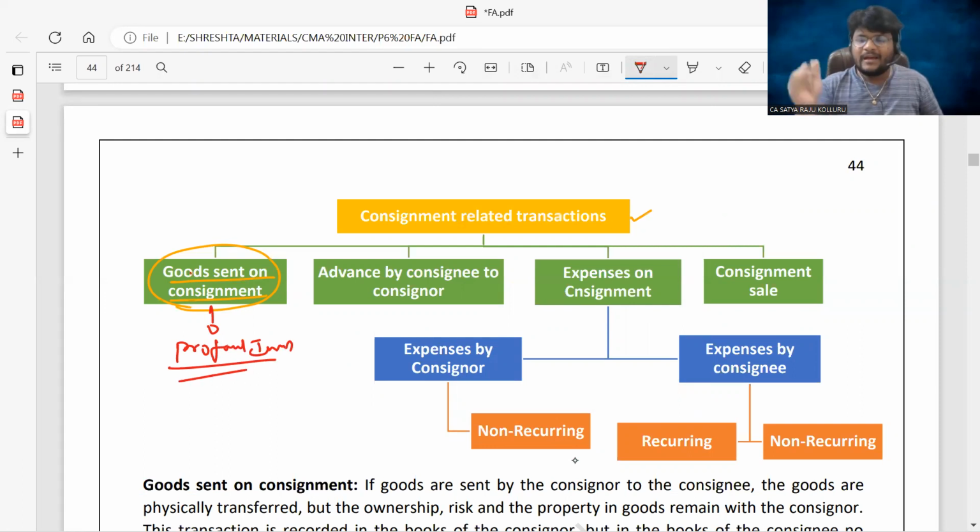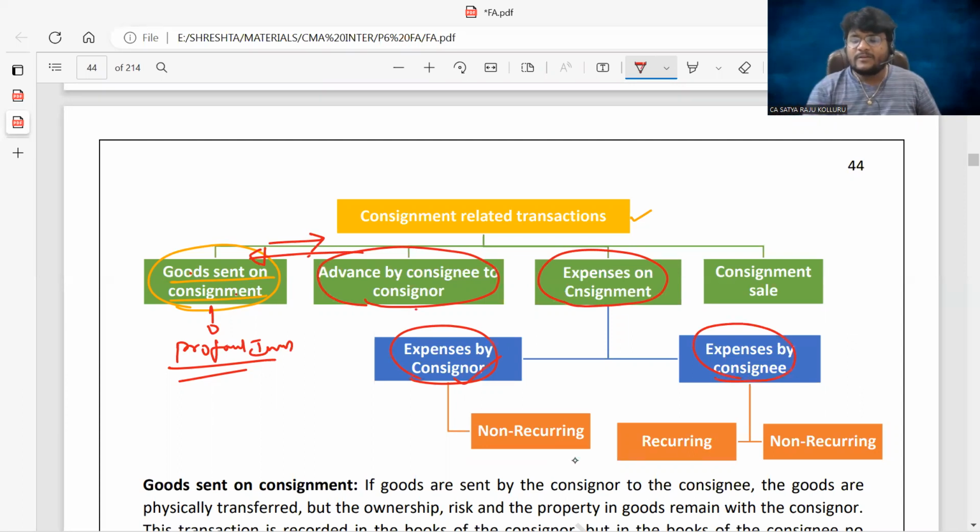Sir, before sending such goods by consignor to the consignee, consignor might also receive certain advance from the consignee, which is advance by consignee to the consignor. First, he will receive the advance. After that only, he will send the goods to the consignee, right? Then at the time of sending of goods, certain expenses might be incurred by consignor, which are known as expenses by consignor. And certain expenses might be incurred by consignee also.